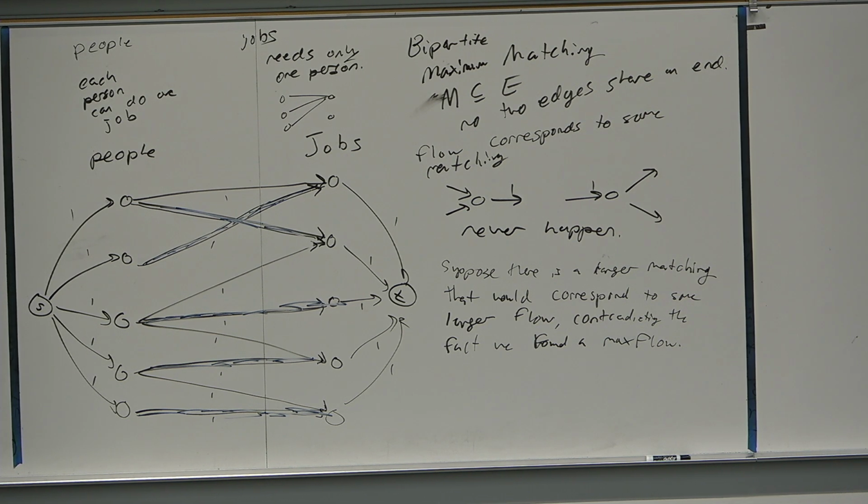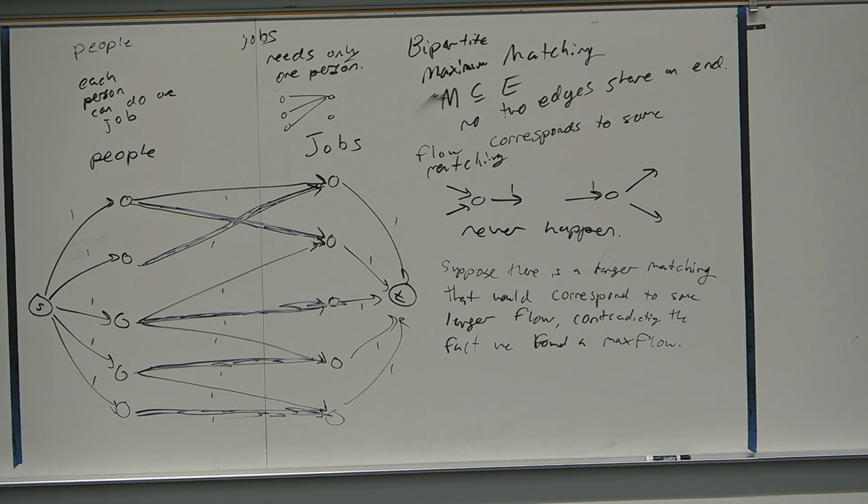If there was a larger matching, suppose, to the contrary, this larger matching exists, it corresponds to some flow. That matching is exactly, just put that in the graph. That's now a flow. Congrats. But that implies that you found a larger flow than the one you previously found, contradicting its maximality. Contradiction, right? So you can determine a maximum matching in a bipartite graph using max flow.